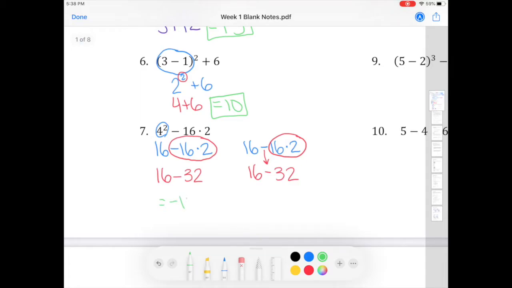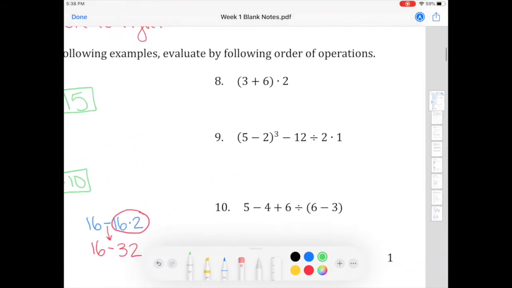Okay, so both good ways of doing it. Last thing we need to do is just subtract. It's the last operation, so I just do it. 16 minus 32 is a negative 16.